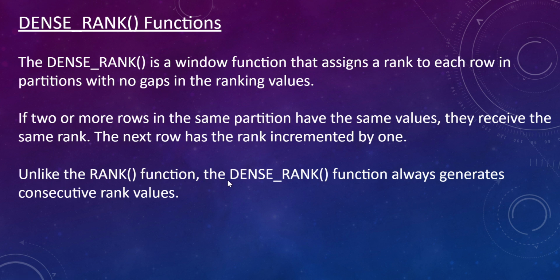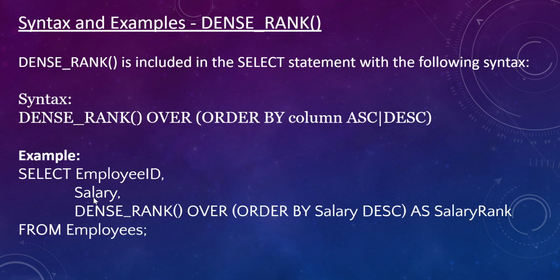And unlike the rank function, the dense rank function always generates consecutive rank values. It doesn't skip any rank, whereas rank skips the ranks that would have been assigned to the rows having the same value.